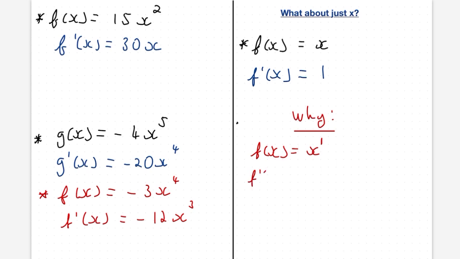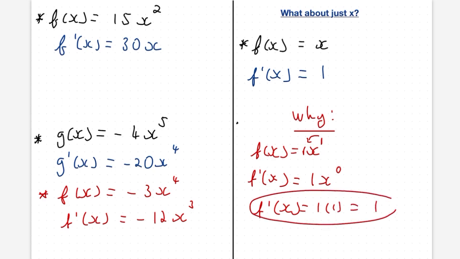But remember, the rule to deriving says you're going to take that 1 multiplied by that 1. You're just going to get 1. Then you're going to subtract 1 from the exponent, right? So you have 1 and x to the power of 0, because 1 minus 1 is 0. But we know from grade 10 that any number to the power of 0 is just 1. And so x to the 0 is just 1. So this is just 1 times 1, which is 1. And so that's why we say that whenever you're given just x, then the first derivative is 1. You don't have to show us these steps. If you're given just x, then the first derivative is 1. You can just write that as it is.